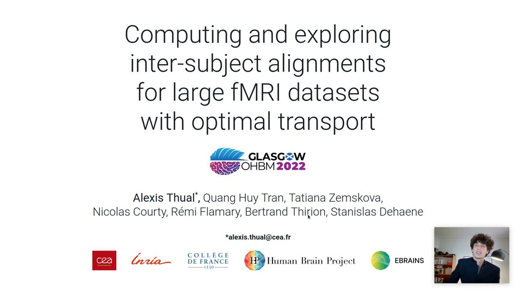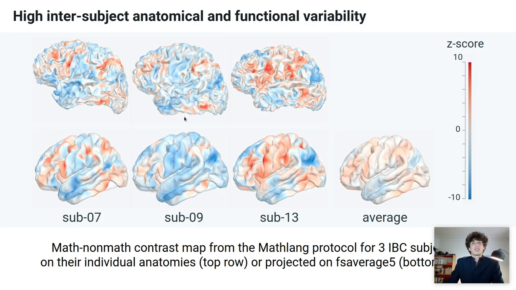Today I'll be presenting a piece of open source software that we've been using to compute and explore alignments between individuals using fMRI data and optimal transport. So the problem we're trying to tackle is that of individual variability in fMRI datasets.